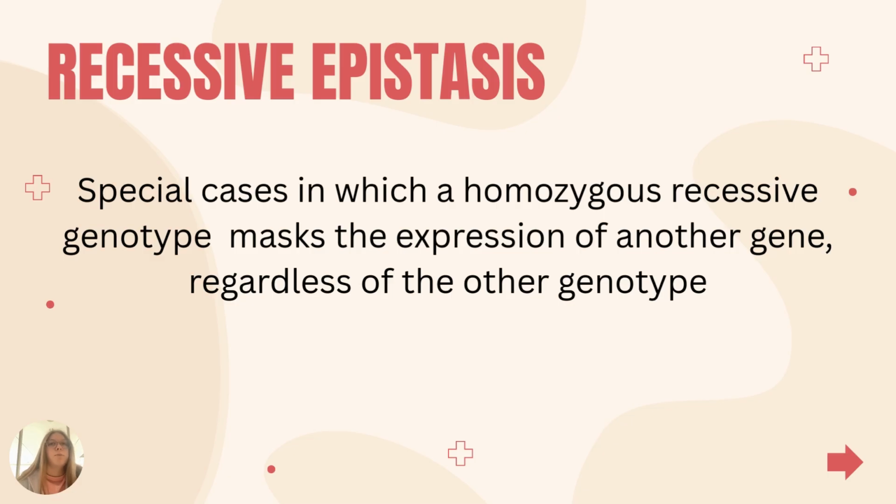So first, to just kind of start, we need to understand what recessive epistasis is. A normal case of epistasis would be when a genotype at one loci covers a gene at another loci regardless of what the other genotype may be. So these are special cases in which the homozygous recessive genotype is masking the expression of another gene.